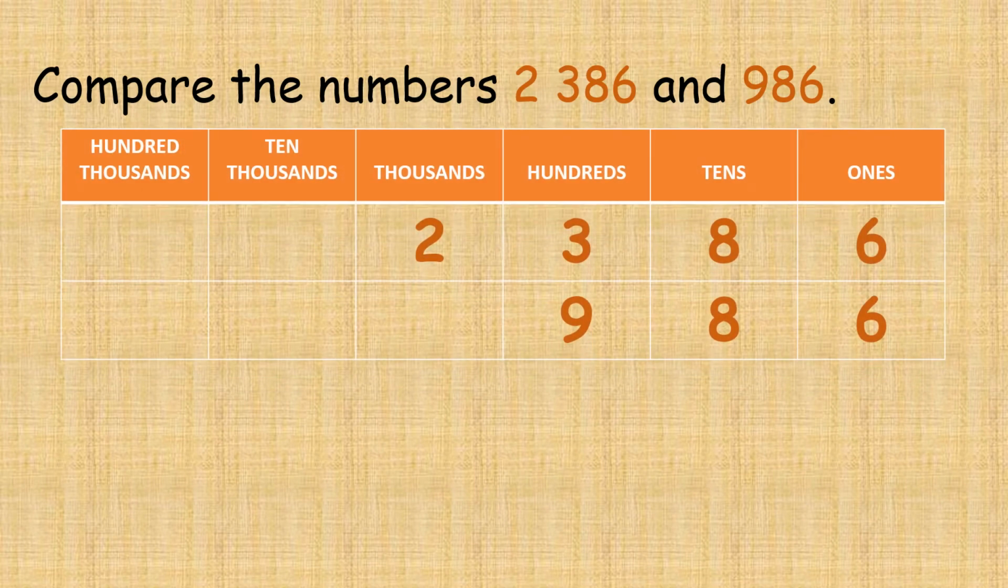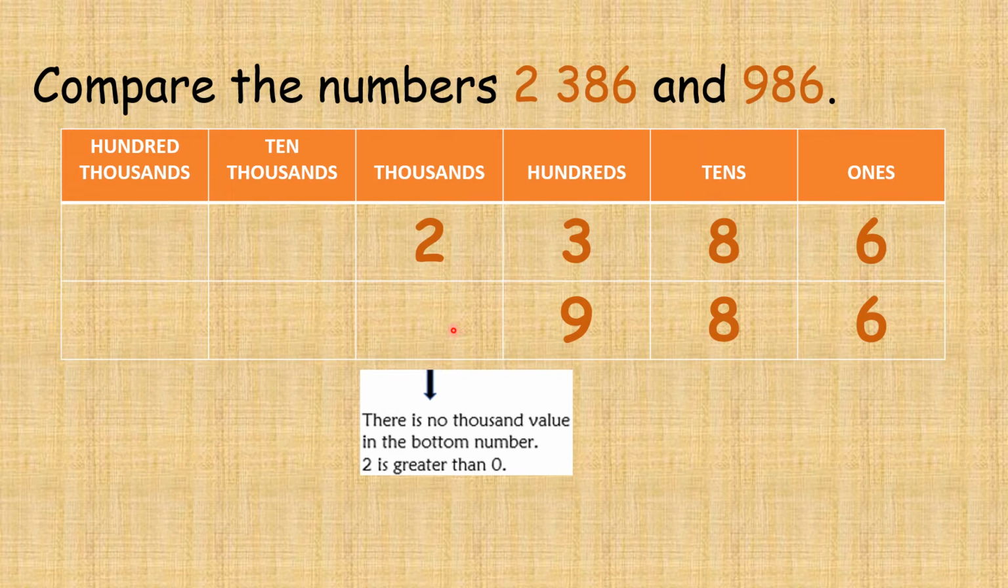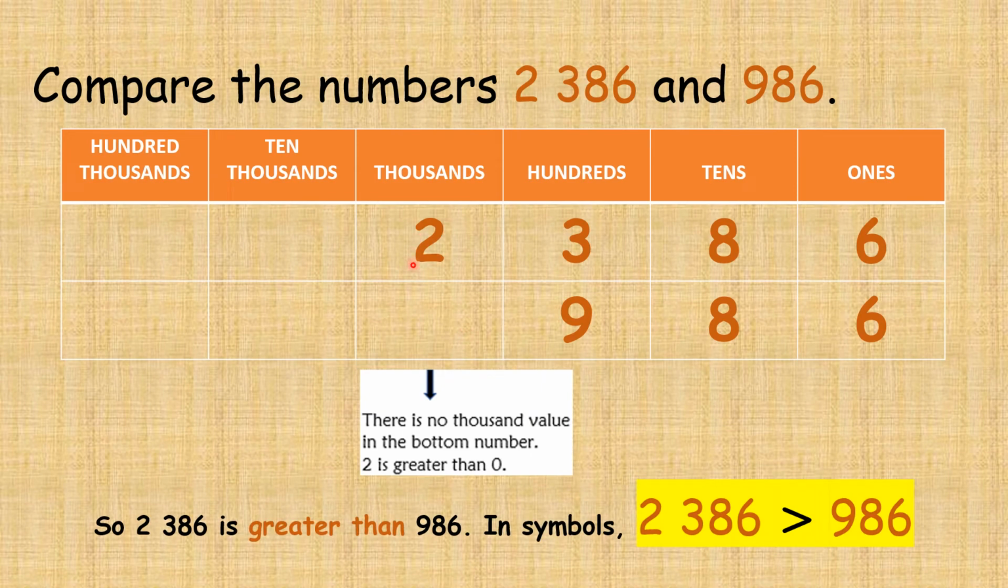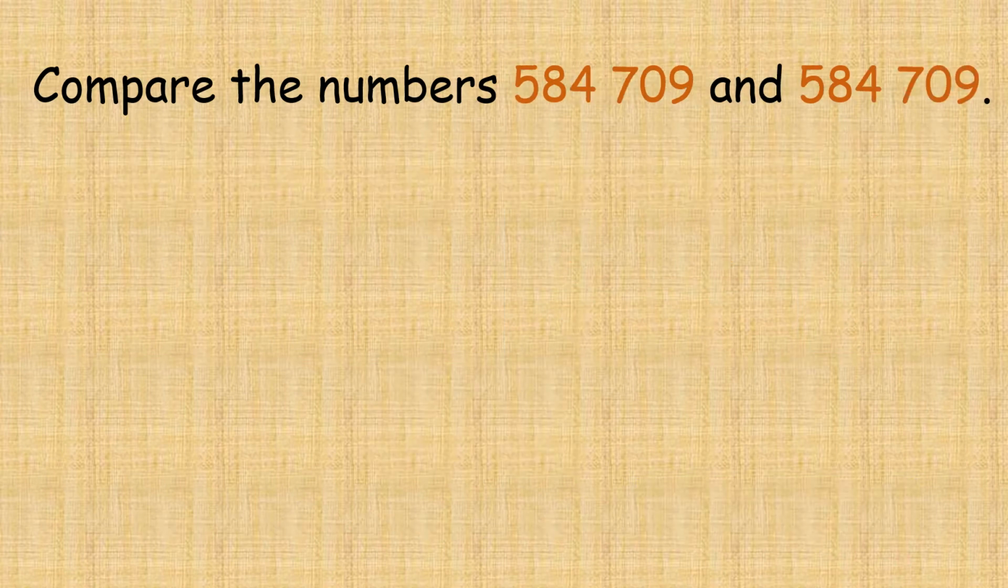Again, we place the digits of the numbers in the place value chart and we start comparing from the left. In here, we can see that there is no thousand value in the bottom number, which means that 2 is greater than 0. So we can say that 2,386 is greater than 986. In symbols, we write 2,386 is greater than 986.